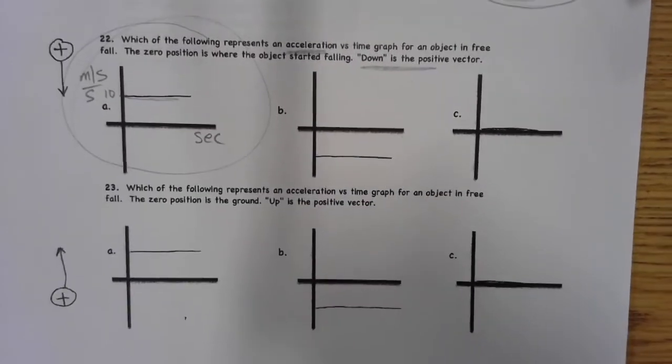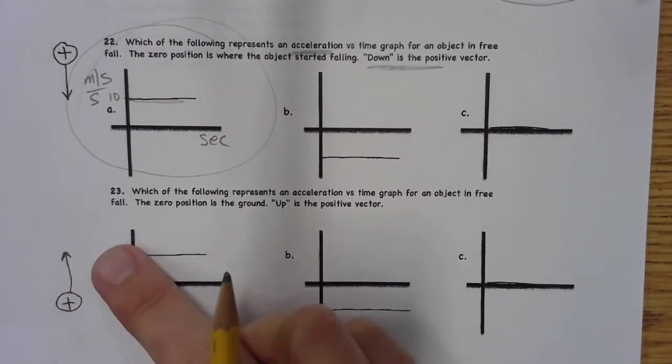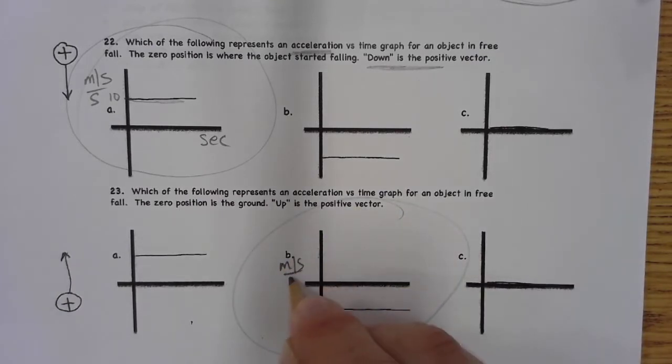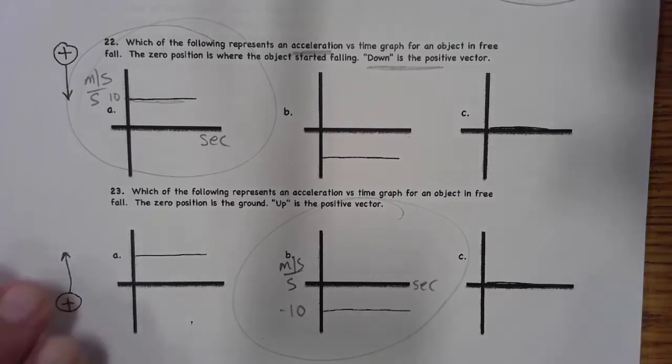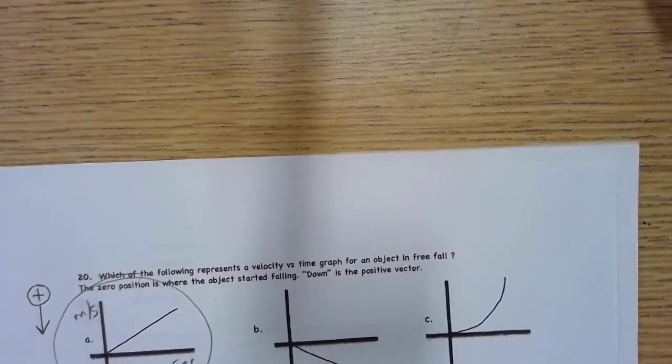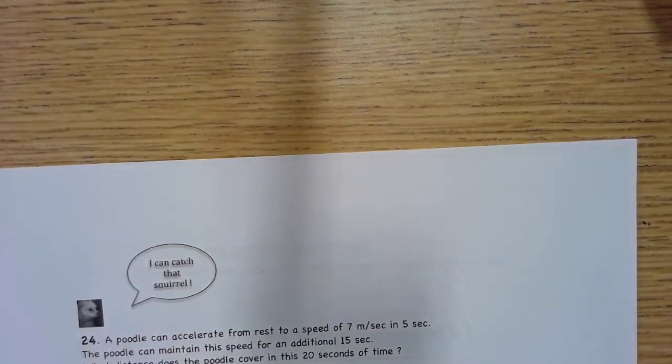Now, if we set our tape measure up the opposite direction and start measuring up from the ground, then our acceleration would be constantly negative 10. Yeah, and those are tricky. Like I said, those take some time and a lot of practice. It's really those motion graph simulations that help me understand those.